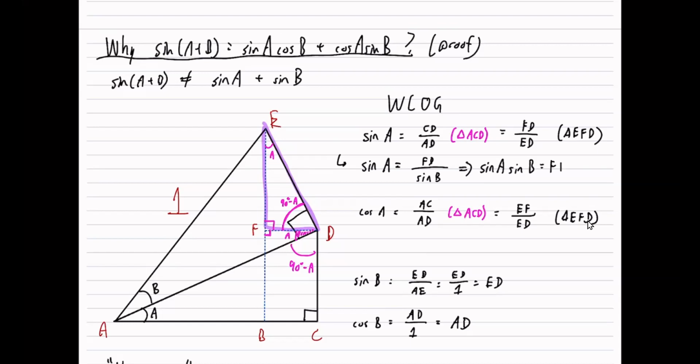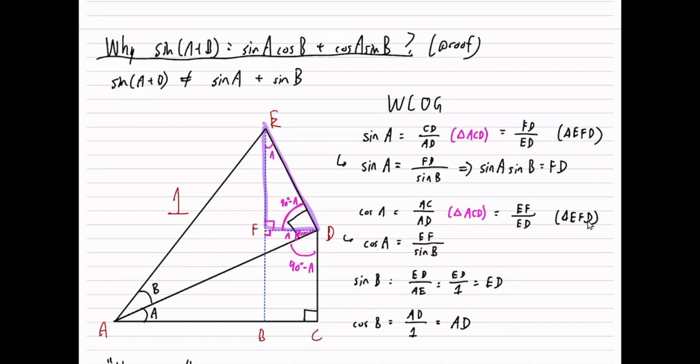This is not relevant to proving this particular formula. It's proving the cosine A minus B formula. This one not relevant. Let's focus on this one instead. Cosine A is still cosine A on the left-hand side, but EF over ED. Let's leave EF alone. But what is ED? ED in this case is sine B, right? Remember, ED is sine B. So you can replace with sine B.